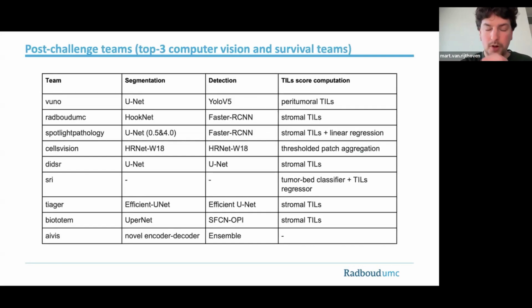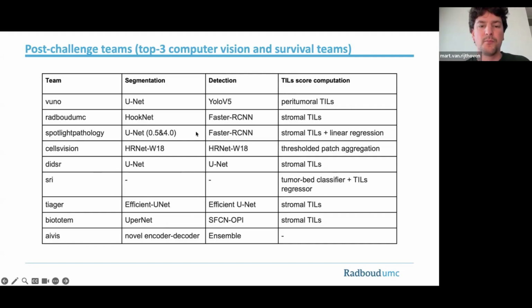So from all the teams that submitted to the computer vision leaderboard and the survival leaderboard, we took the top 3 computer vision teams and all the survival teams that submitted to the survival leaderboard. And here's a bit of an overview of what the teams did based on segmentation and detection and how they computed the TILs score. In the supplement that we're going to publish also, there will be a very extensive method description for each of them. So if you want to know more details, that will be available later.